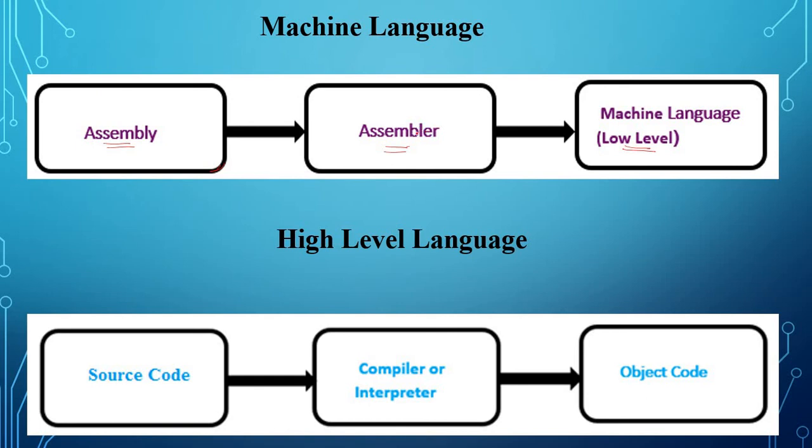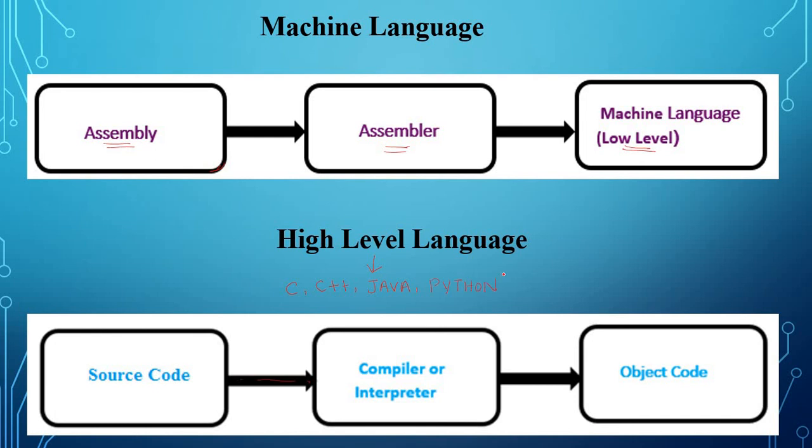See the diagram. The third block is machine language, that is low level language. The next block is high level language. Low level language and high level language are both programming languages. The main difference is that programmers can easily understand, interpret or compile the high level language in comparison to machine language. On the other hand, machine can easily understand the low level language in comparison to human beings. Examples of high level languages are C, C++, Java, Python.